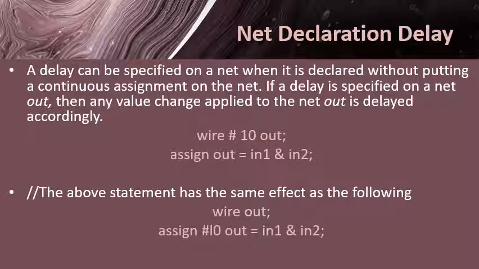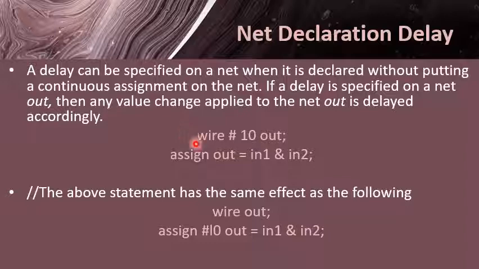In net declaration delay, a delay can be specified on a net when it is declared, without putting a continuous assignment statement on the net. So if a delay is specified on a net out, then any value change applied to the net out is delayed accordingly. Now this is slightly different from the previous implicit assignment delay. In implicit assignment delay, in the assignment statement itself you declare the wire and specify the delay, and immediately following that you write the assignment, that is in1 and in2.